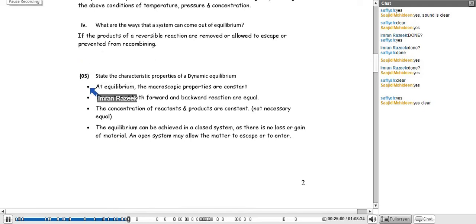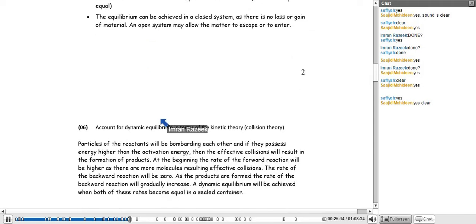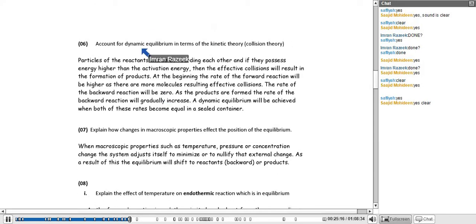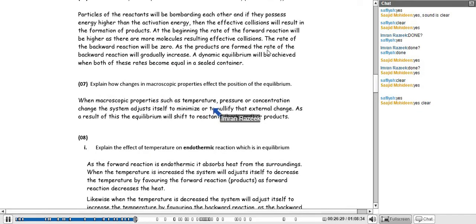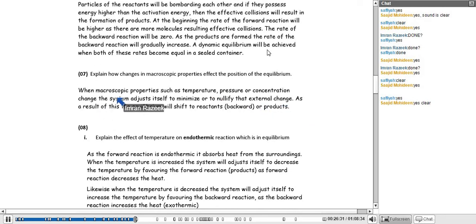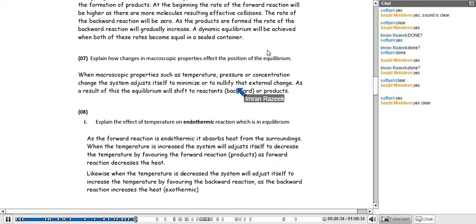In dynamic equilibrium, the macroscopic properties are constant throughout. The rates of the forward and the backward reactions are equal, and the concentrations of reactants and the products are constant, and equilibrium is achieved only in a closed system, because an open system may allow matter to enter or to escape. And also I explained how the equilibrium is achieved using kinetic theory or collision theory. If a macroscopic property such as temperature, pressure or concentration changes, the system will adjust to minimize or nullify that change, and as a result the equilibrium will shift to either reactants or products.